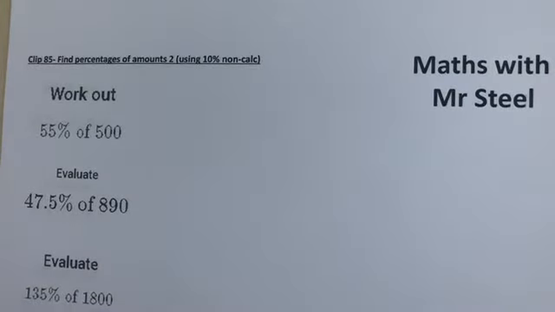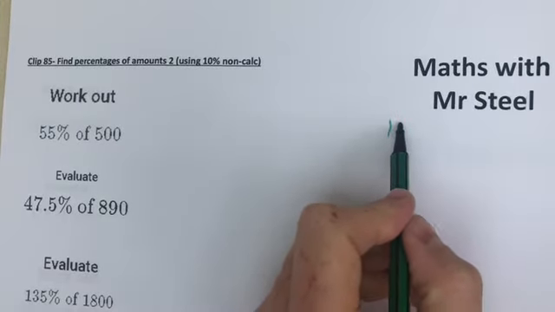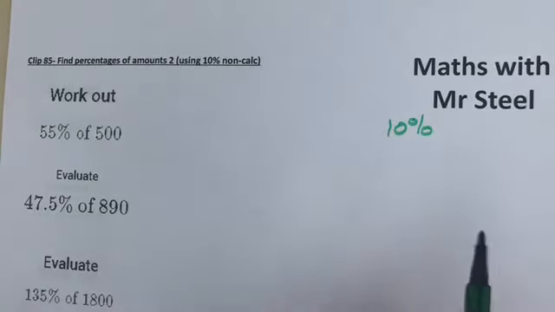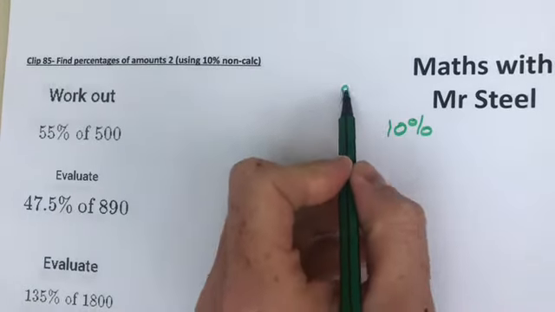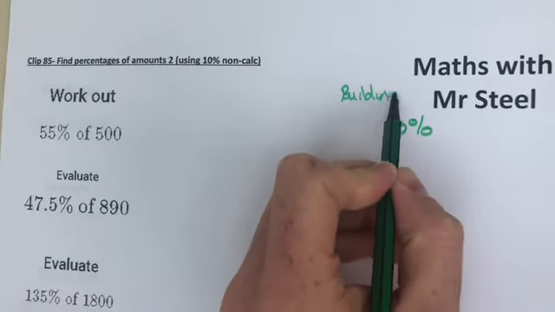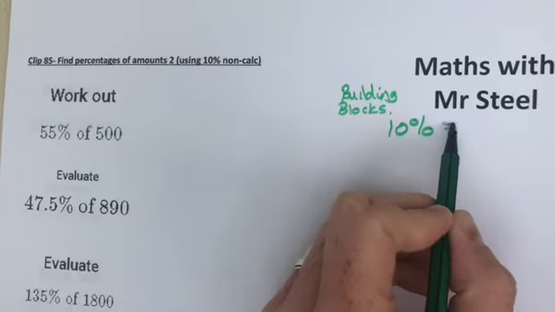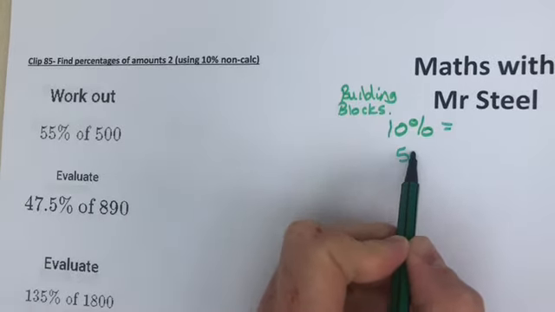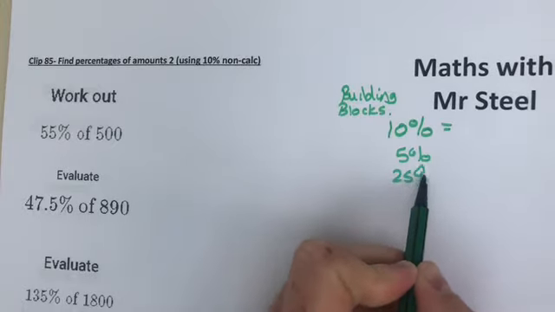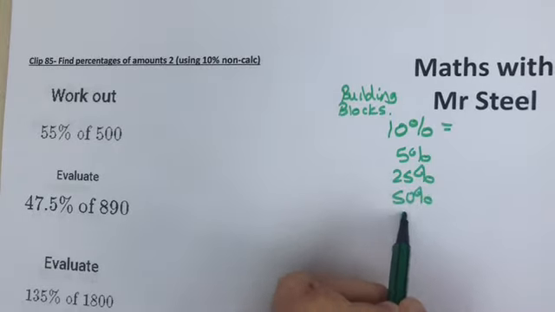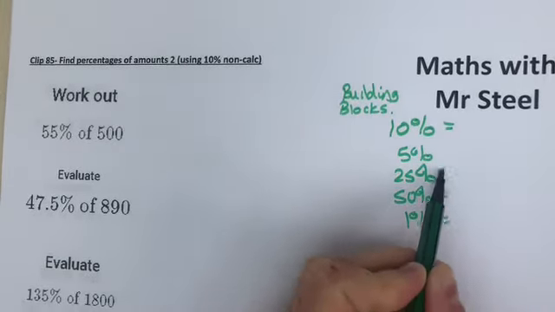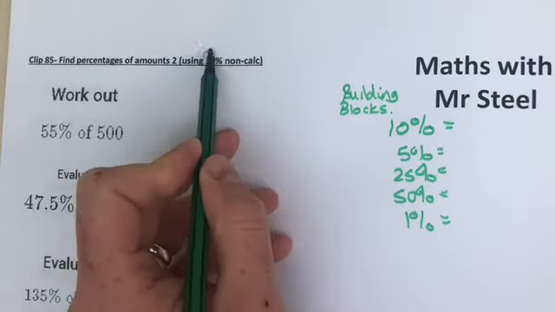This is clip 85. Find a percentage of an amount using non-calculator methods with 10%. So remember the clip before we've just done? One of the key building blocks for percentages were 10%, 5%, 25%, 50%, 1%. So in this one we're going to focus on using 10%.